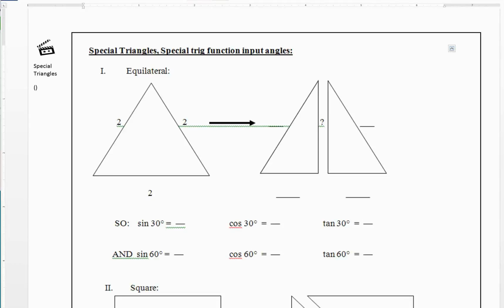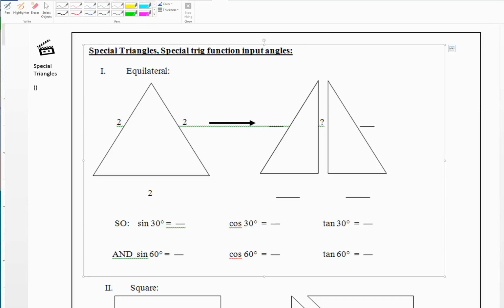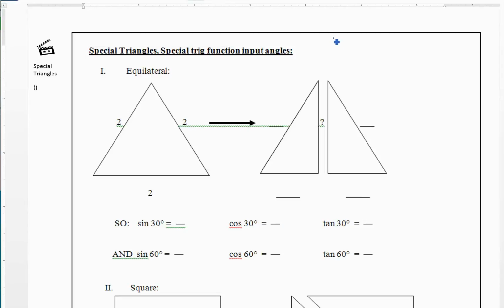Now we're going to use our triangles to find the sine, cosine, and tangent values of some special angles. Some special angles that you're going to see over and over in this course are going to be 30 degrees, which is the same as pi over 6, 60 degrees, which is the same as pi over 3, and 45 degrees, which is the same as pi over 4.